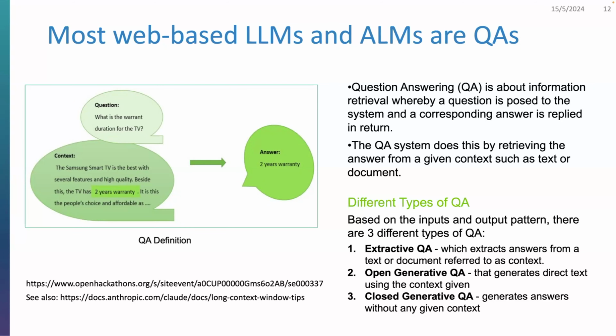Open generative QA, honestly, these two feel like they're mixed up, but I double checked and I'm sure they're not. Open generative QA is when we give it context and it responds directly using that context. Closed is when you don't give it context, it responds just based on its knowledge. That seems like open and closed are turned around the wrong way to me, but anyway, that's what it is. So there you go: extractive, open, and closed.